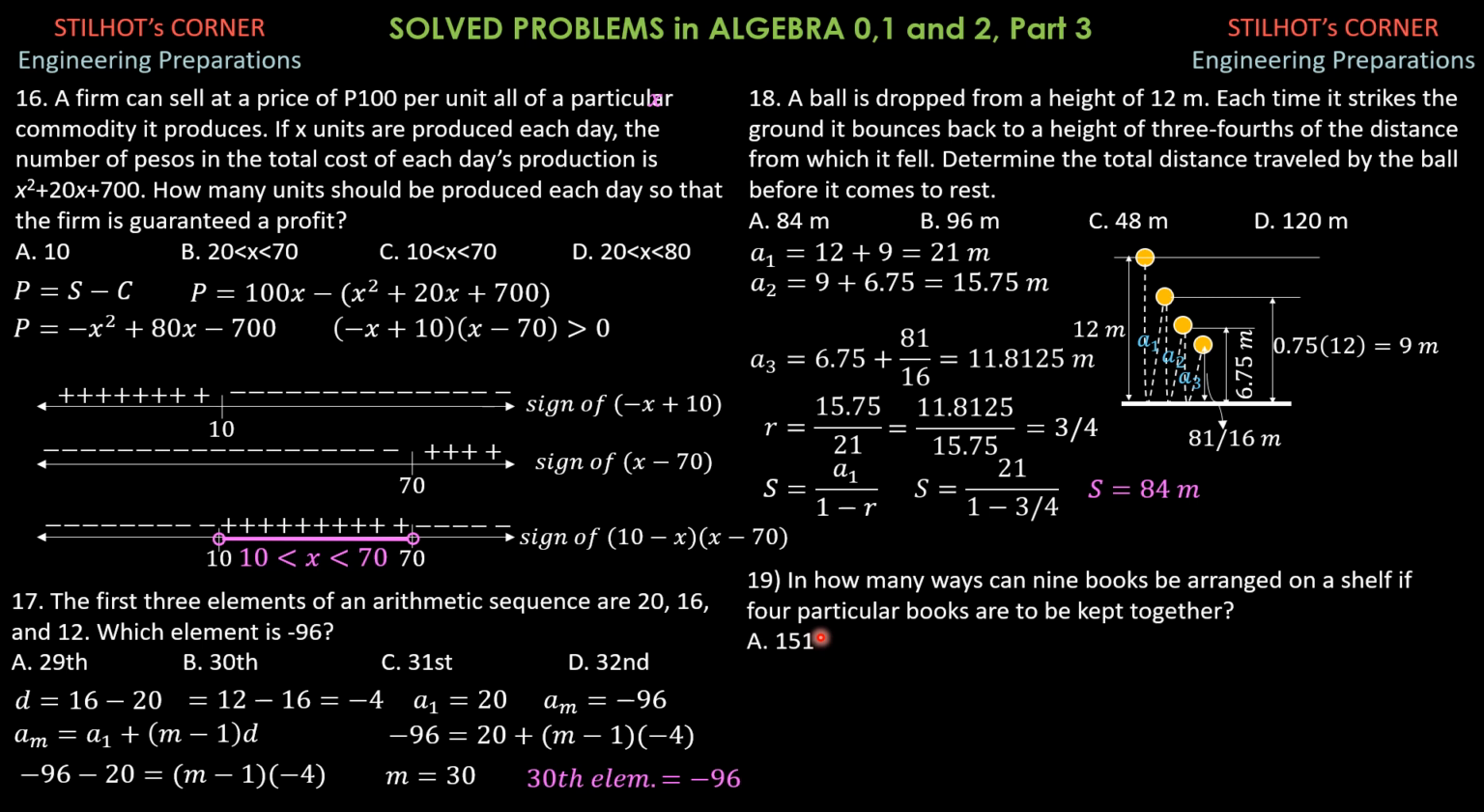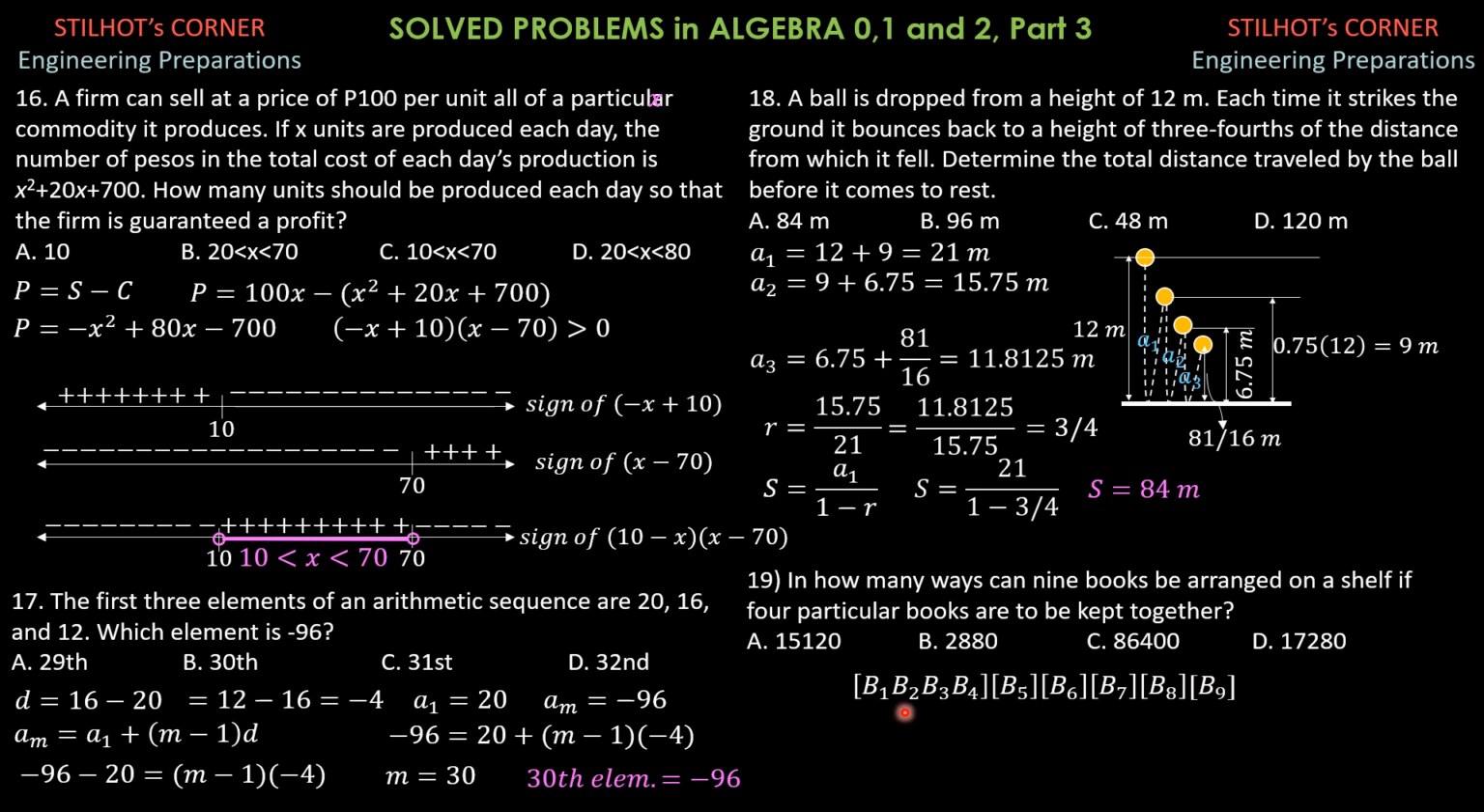19. In how many ways can 9 books be arranged on a shelf if 4 particular books are to be kept together? So this is arrangement by groups. To determine the number of groups, we have these 4 particular books, book 1, book 2, book 3, book 4. Then in each succeeding shelf, we only have 1 book each, B5, B6, B7, B8, B9. So this is the first group, second, third, fourth, fifth, sixth. So there are 6 groups, and the first group has 4 members.